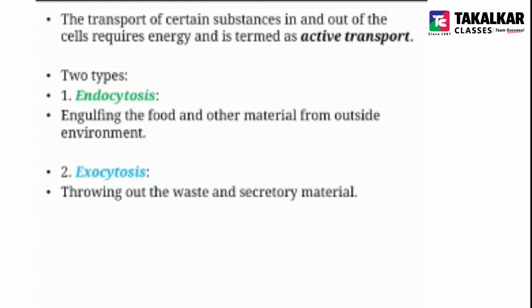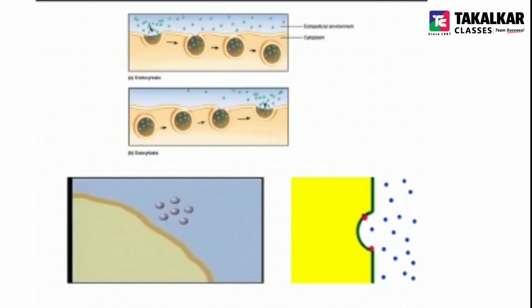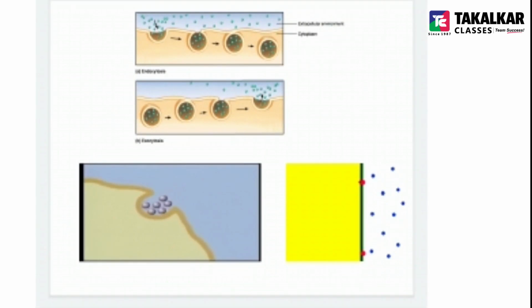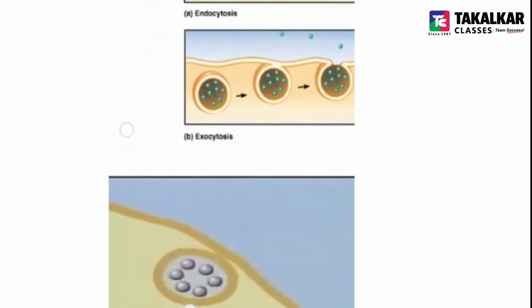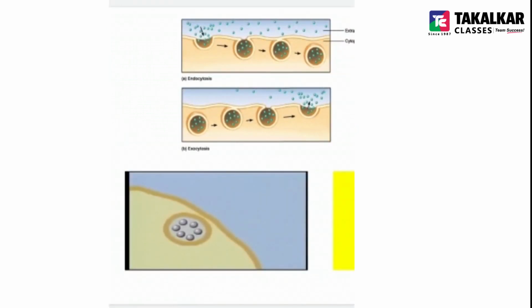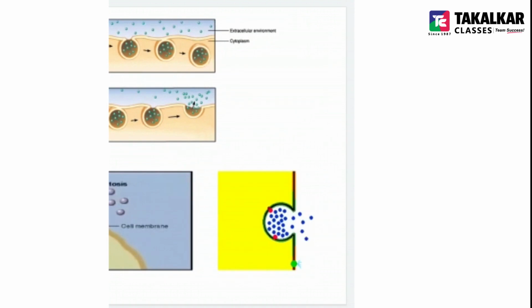So just have a look at an animation that I've been following out here. Okay, so now if at all you consider this process, so here you are able to see that a material is getting in, right? So this process is what we know as endocytosis. Yes, so you can see something is being taken in. This is what we know as endocytosis, whereas the other way around we are seeing the process of exocytosis.